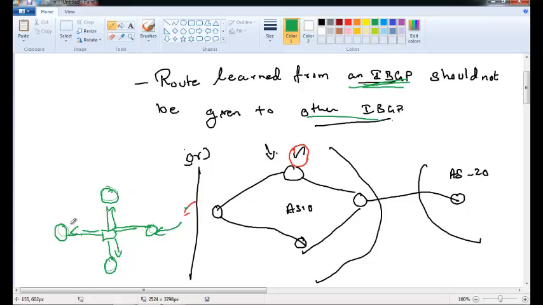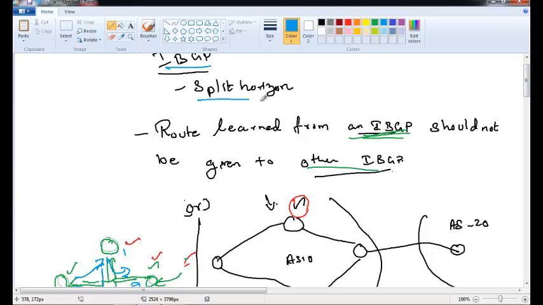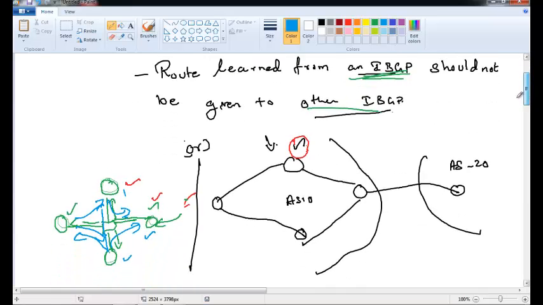What does it say? Route learned from an IBGP. This and this are IBGP. Likewise, this and this are IBGP. Likewise, this and this are IBGP. Route learned from one IBGP should not be given to other IBGP. So this is not going to give the update, and there is no duplication. To avoid this looping problem, we have the split horizon. Split horizon is good in IBGP. It solves the loop issue.